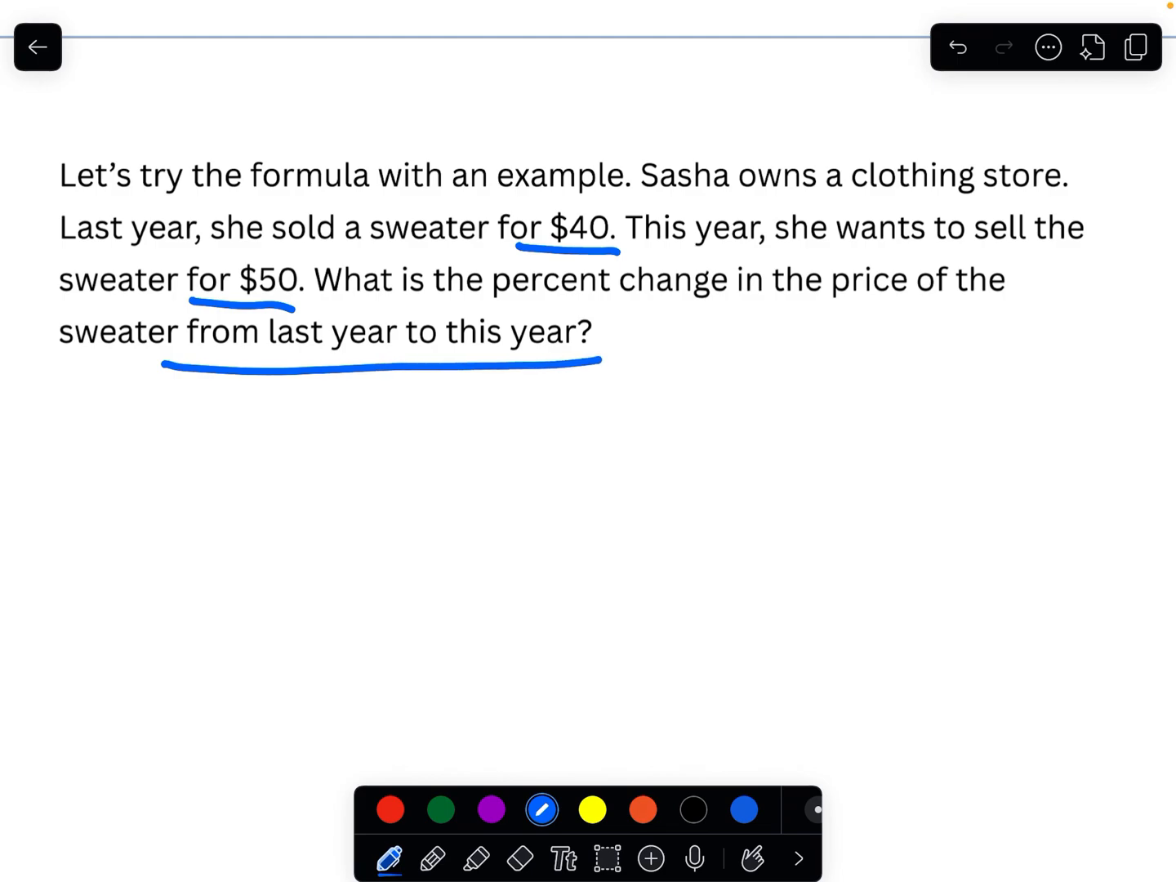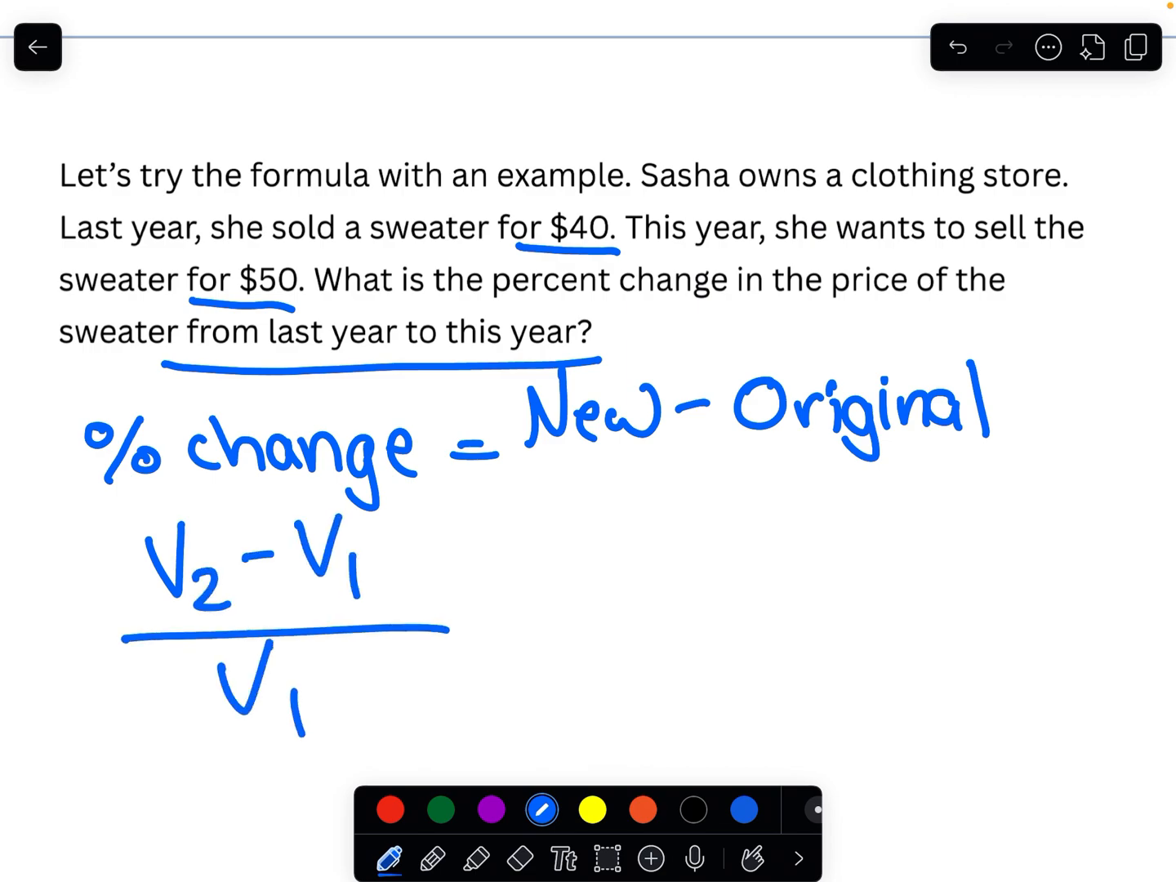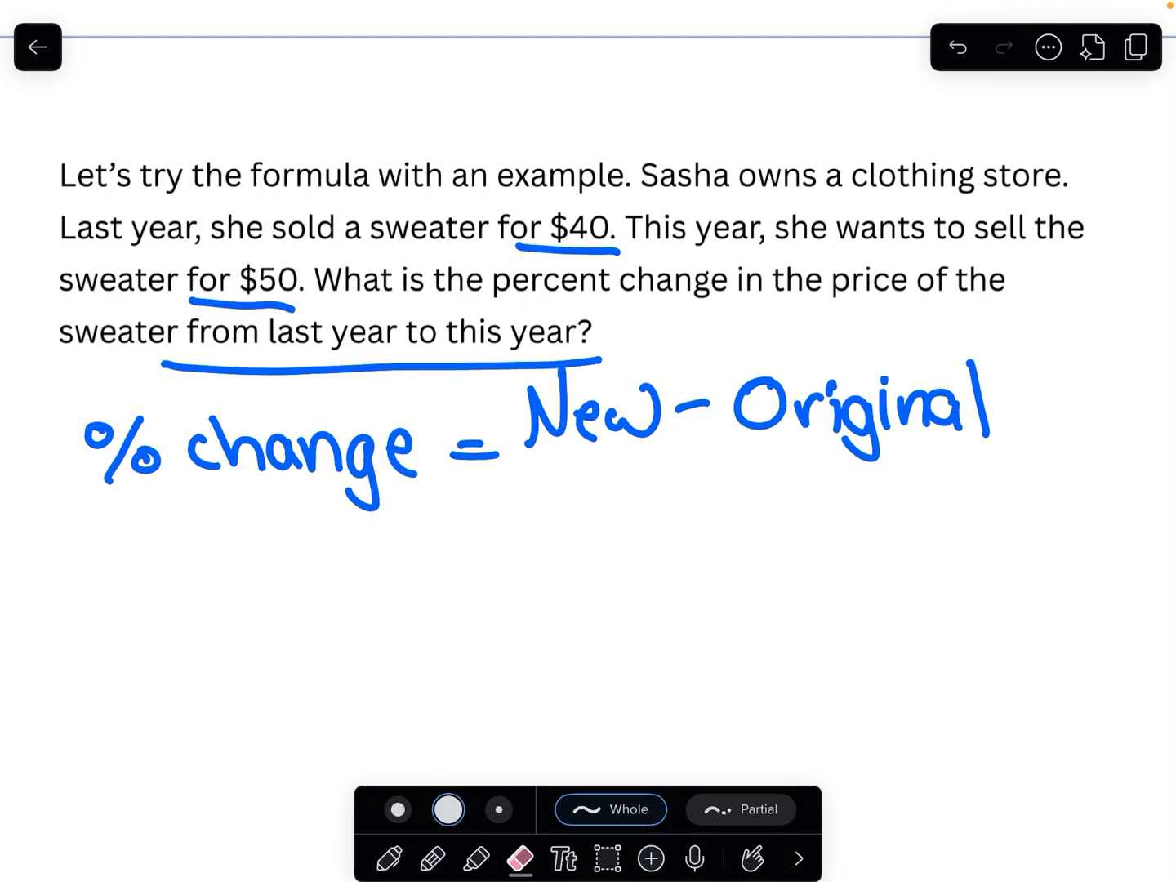So, we are going to plug in the percent change formula. Percent change equals new value minus original value. And sometimes you'll see this written different ways. You'll see the second value minus value 1 over value 1. You'll see it in different ways. I tend to do new minus original over original.